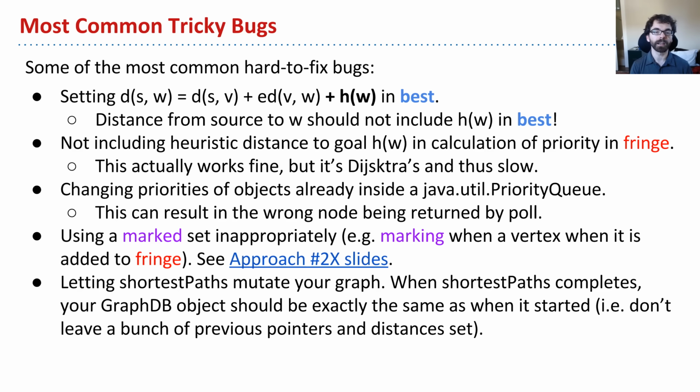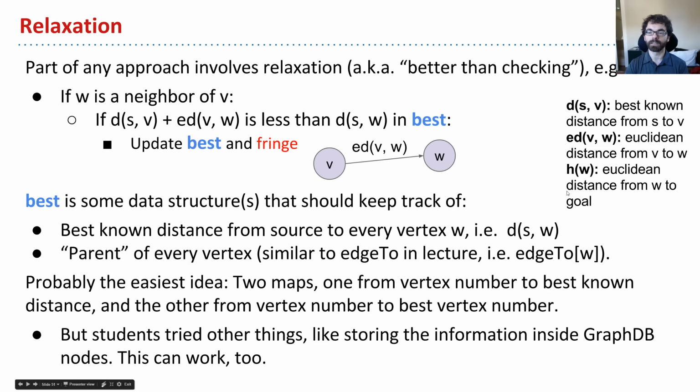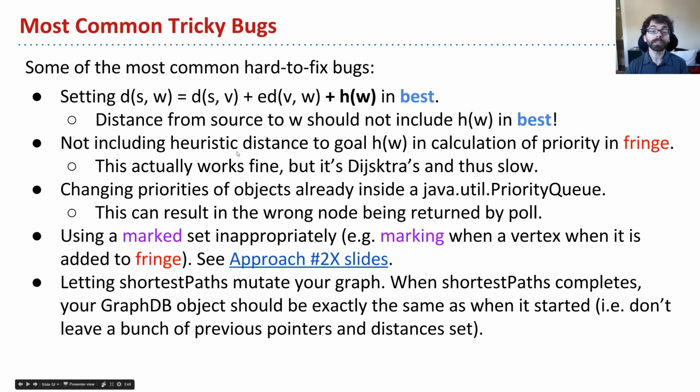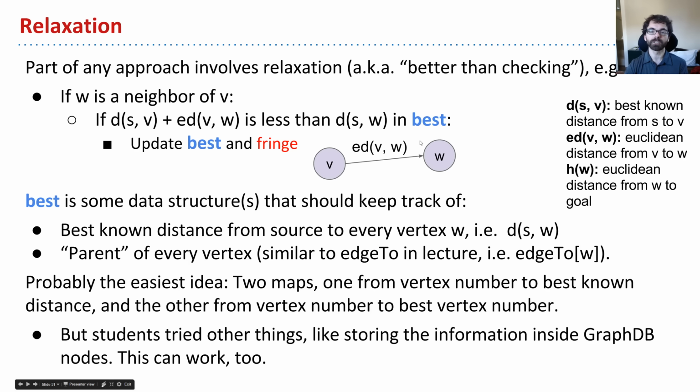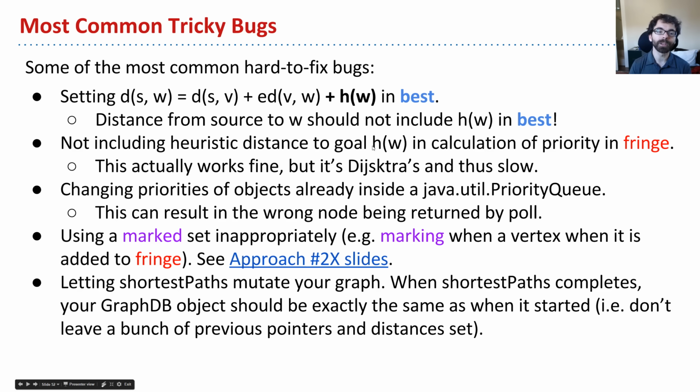So some of the most common bugs that I've seen in office hours or on Piazza are, first, whenever you need to set your distance in your best data structure, this is like you're storing the best known thing, some students will say the distance from S to W is the distance from S to V plus the Euclidean distance from V to W plus the heuristic distance from W to goal, right? This right here. Now that's not a good idea because the distance from source to W should never include H of W in best. This H is only going to be used when we're thinking about the fringe and never with best. It's a subtle point, but an important one.